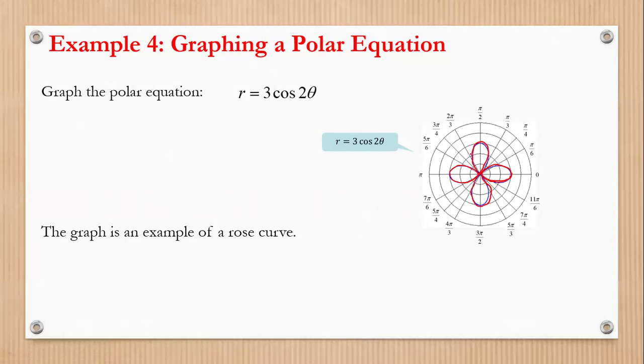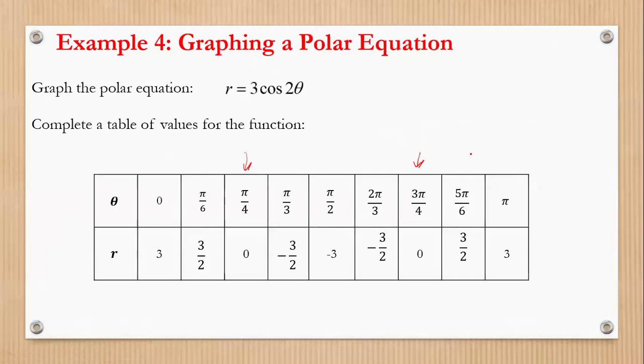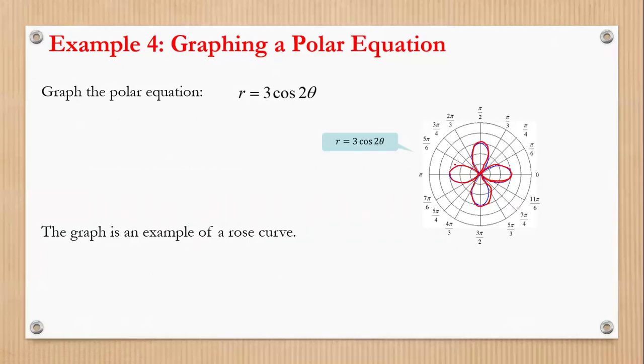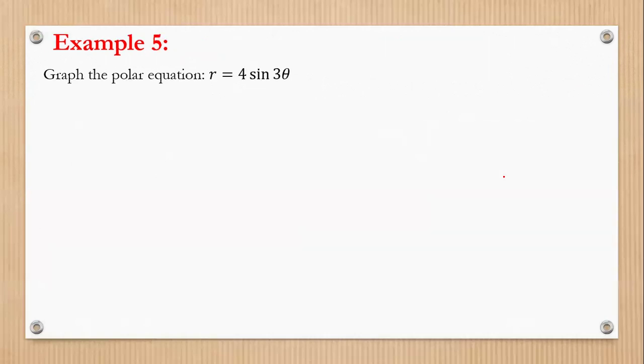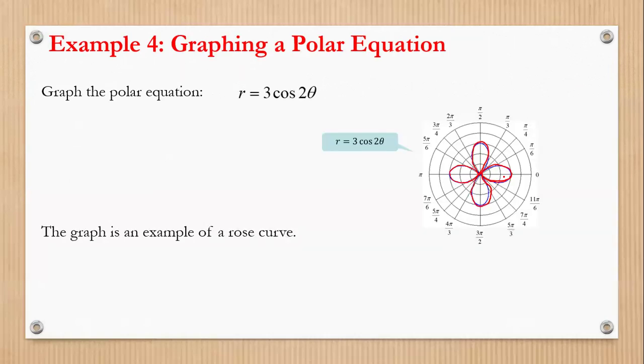But if you look at these points, they do not give you the whole graph. They give you only half of the graph, because the points are only from 0 to pi. To graph the whole circle, you need to know if it's symmetric about the x-axis or y-axis, and then after finding the points for half of the graph, use the symmetry property to graph the whole.